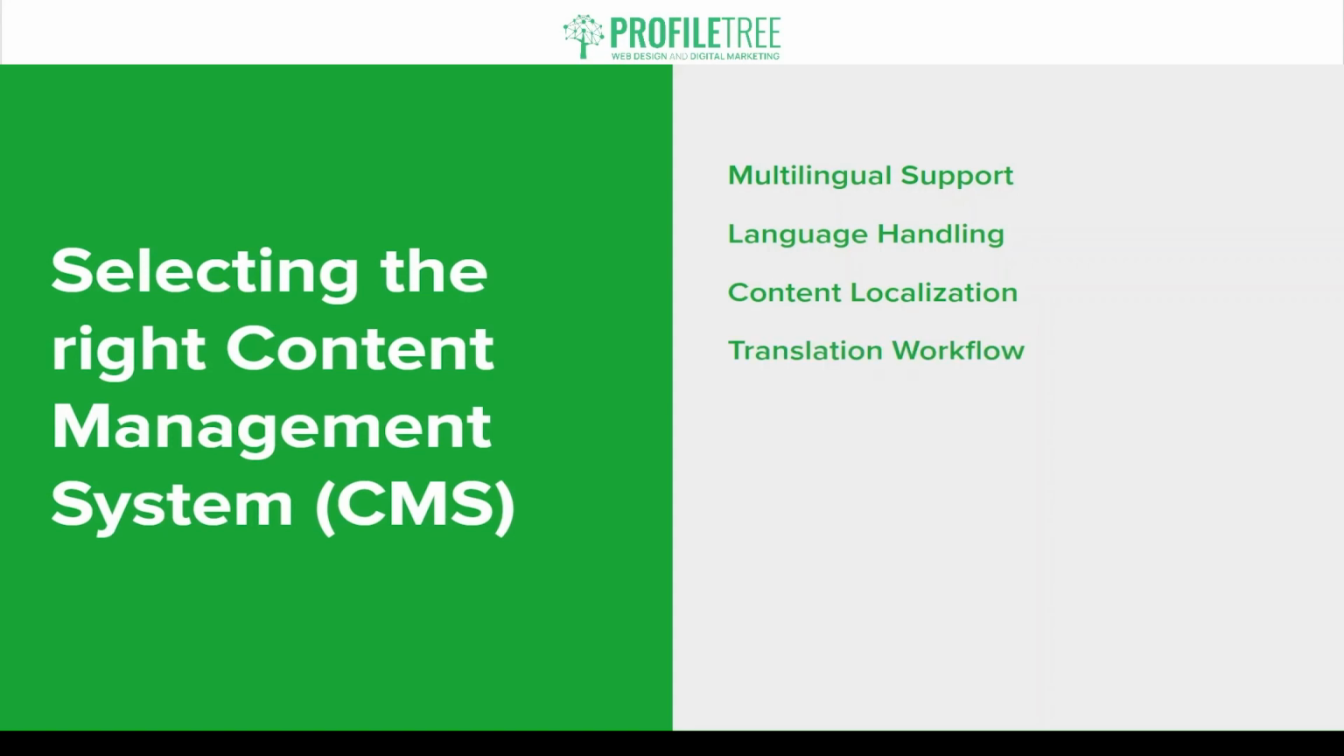Consider whether the CMS offers a built-in translation workflow or integration with translation management tools to streamline the translation process. Evaluate the CMS's SEO capabilities, like the ability to add hreflang language tags and manage metadata separately for each language. You want to assess the CMS's user community and the availability of support, documentation, plugins, and extensions, especially for multilingual features. Ensure that the CMS can handle the performance demands of serving content in multiple languages without slowing down your website.